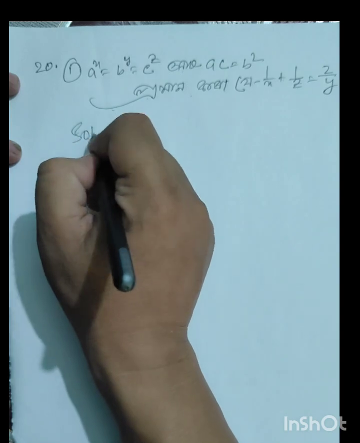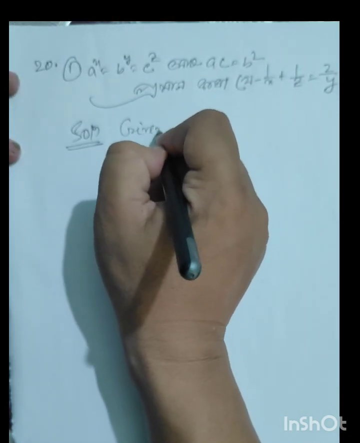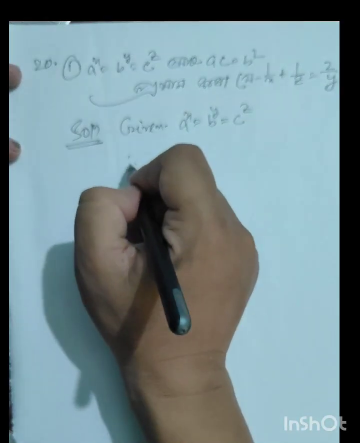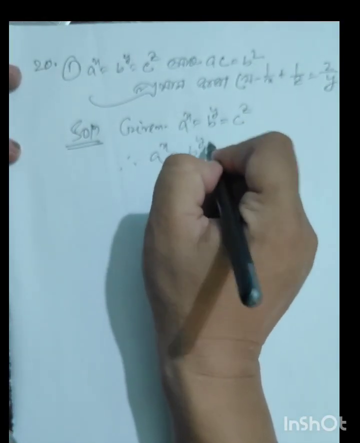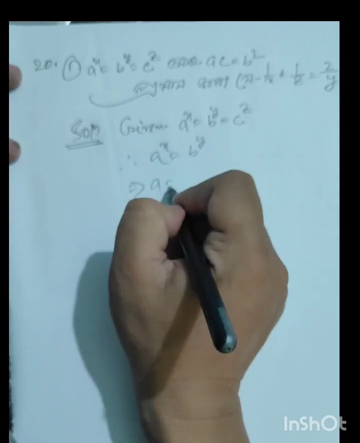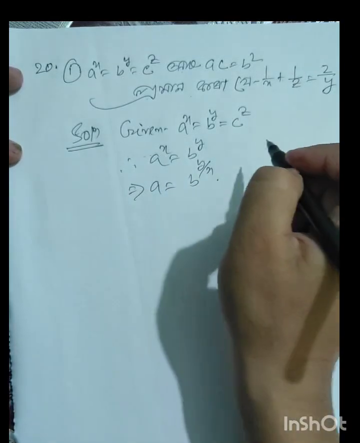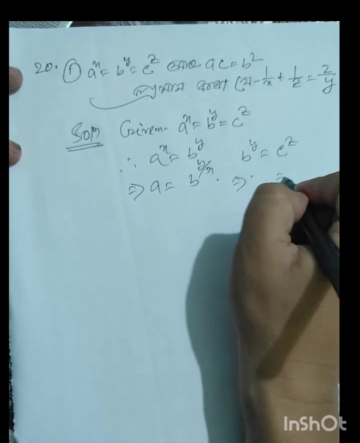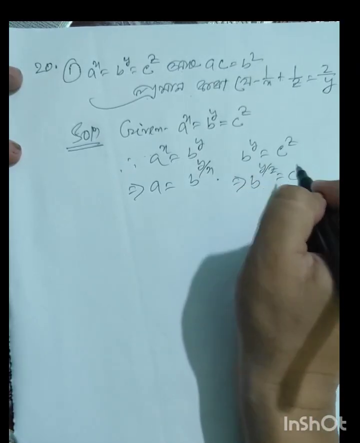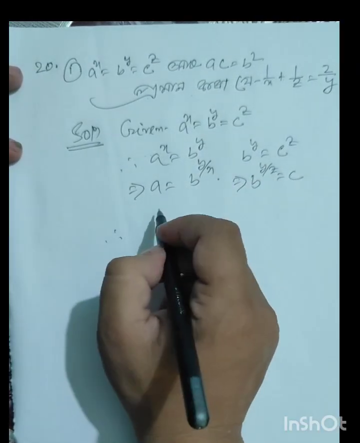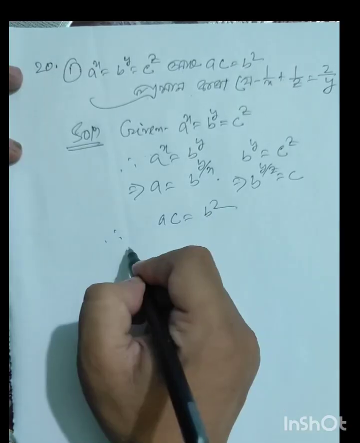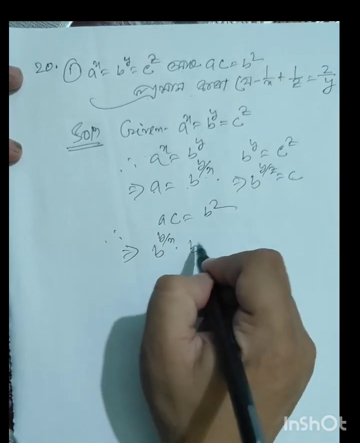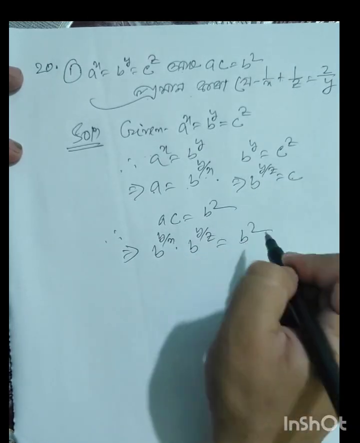আমাক solution given a to the power x equal to b to the power y equal to c to the power z. ইয়াৰ পৰা আমি লিখিম a to the power x equal to b to the power y, অৰ্থাৎ a equal to b to the power y by x. Again, b to the power y equal to c to the power z, c equal to b to the power y by z. এতিয়া আমাক given কি হয়, ac equal to b square. আমি a মানে লিখিব পাৰো b to the power y by x, c মানে লিখিব পাৰো b to the power y by z, equal to b square.